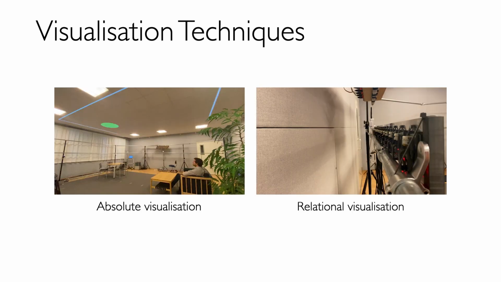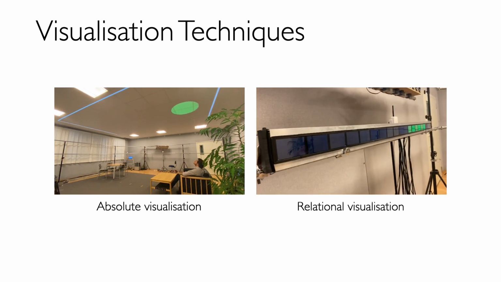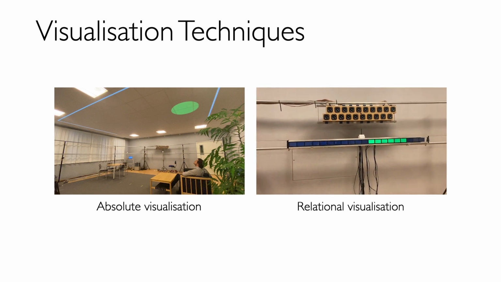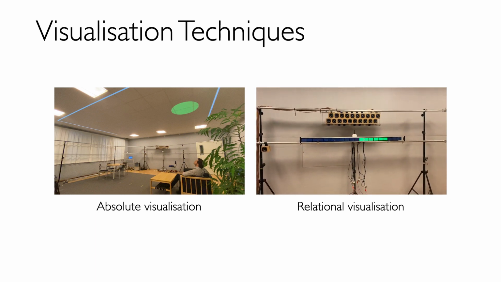But more importantly, the relational visualization technique provides a less obtrusive visualization compared to the absolute one. We implemented two prototypes, one for each of the visualization techniques. For the absolute visualization prototype, we used a short throw projector in full HD resolution. The relational visualization prototype is created by combining 20 display devices, constituting a 2-meter wide combined display. Each display device consists of a Raspberry Pi with a high-resolution display mounted on top.